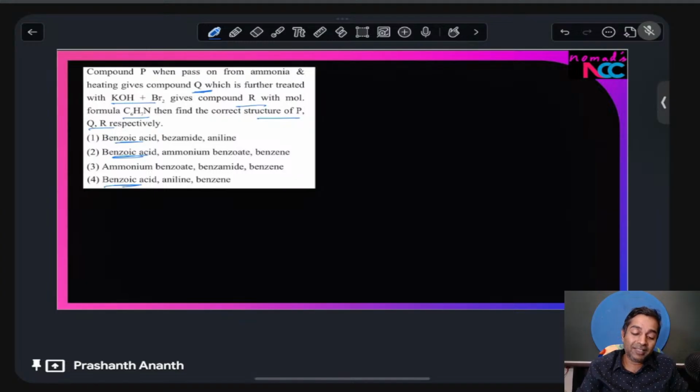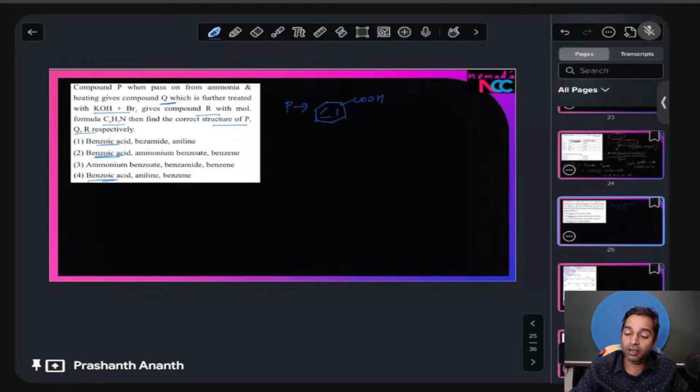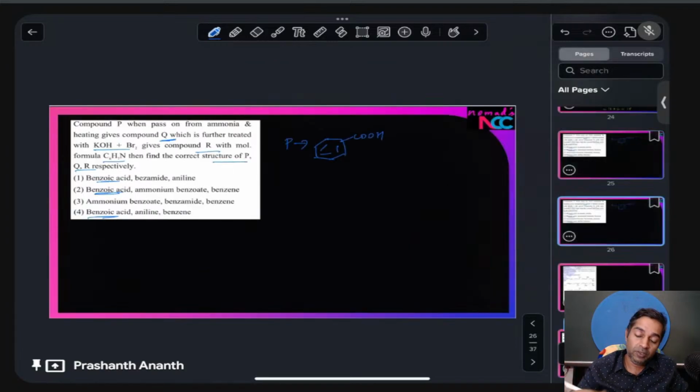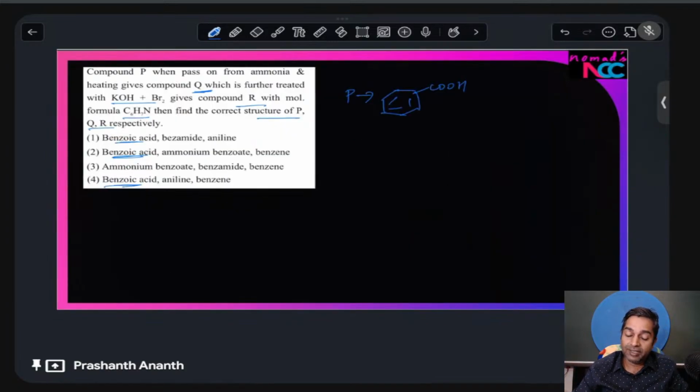So let's say P is benzoic acid. I should take another copy of this for sure, because we are going to be having another question of the same type, probably requiring one more page. So if P is going to be benzoic acid, what do we get here? On treatment with ammonia and heating, we'll end up getting benzamide. Benzamide is going to be C double bond O NH2. So this will be compound Q.